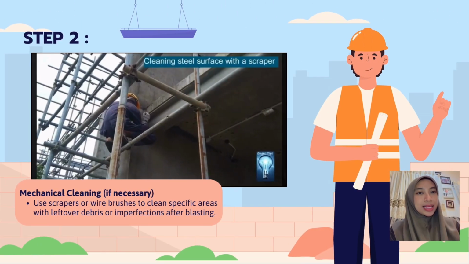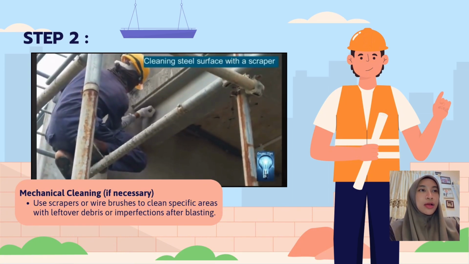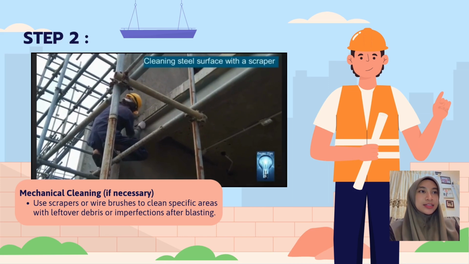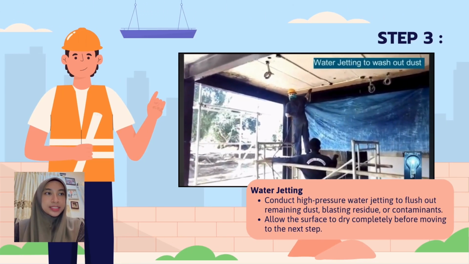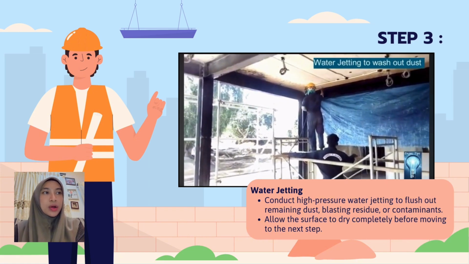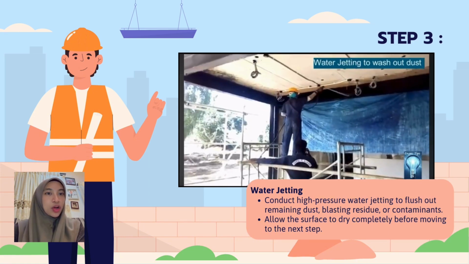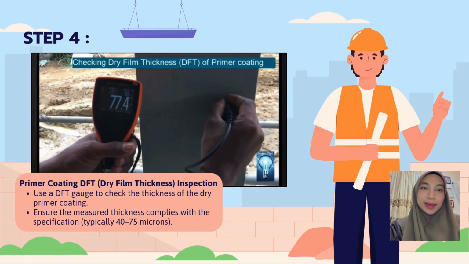Number 2. Mechanical cleaning. If there are leftover rough areas, use tools like wire brush or scrapers to remove debris. This ensures the surface is completely clean. Number 3. Water jetting. High pressure water jetting is used to flush out any dust or blasting residue. Then, the surface must be completely dry before the next step. Number 4. Primer coating inspection. DFT, dry film thickness.